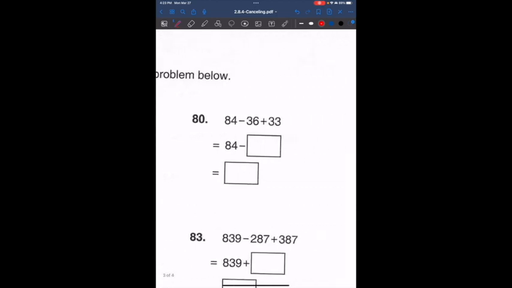84 minus 36 plus 33. These two can be almost canceled out. So negative 36 plus 33 is negative 3, right? Since 33 minus 36 is negative 3. So 84 minus 3 is 81.